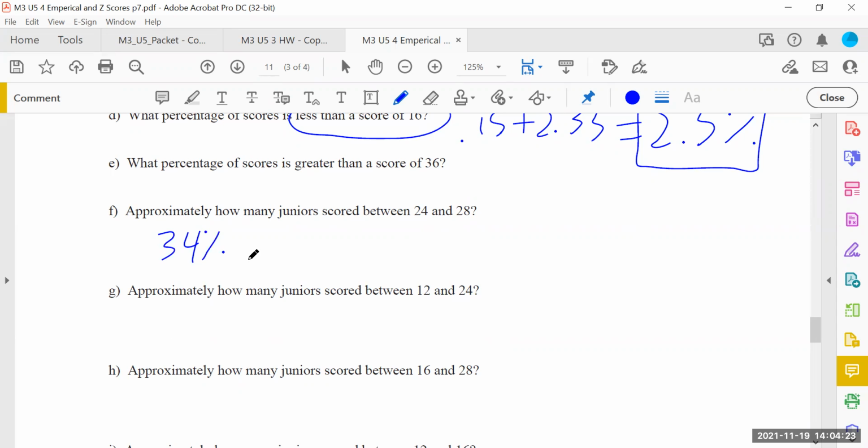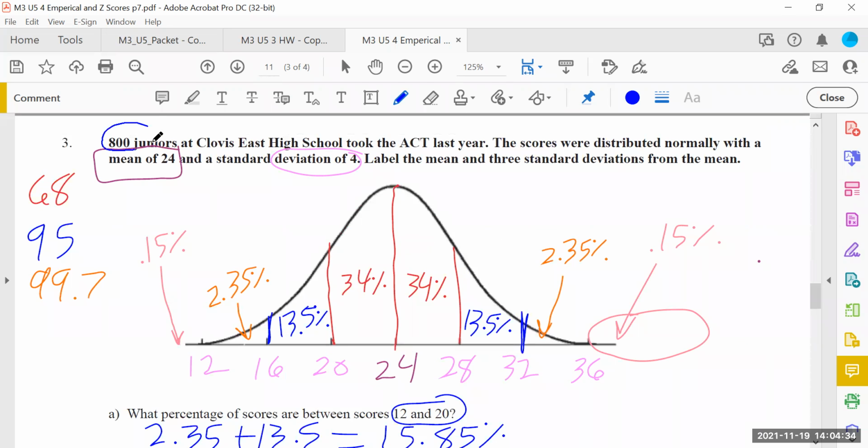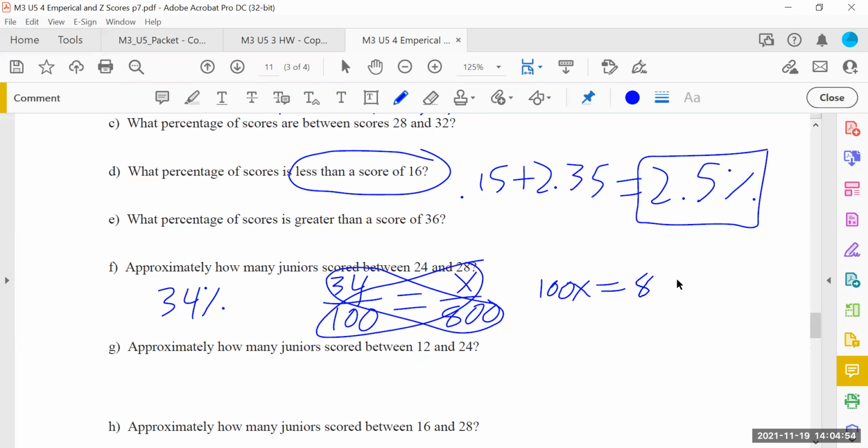So you find the percent just like we did before, but then you have one extra step. Take that percent out of 100 and set it equal to the number X out of the total number. So X out of 800. And then you can cross multiply. 100X equals 800 times 34. So 800 times 34 is 27,200.